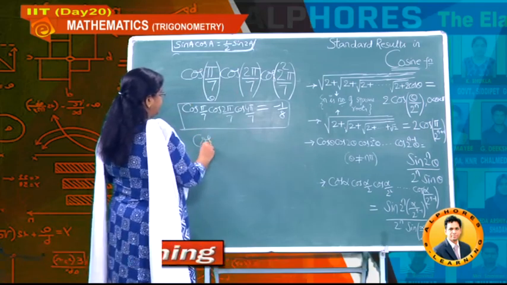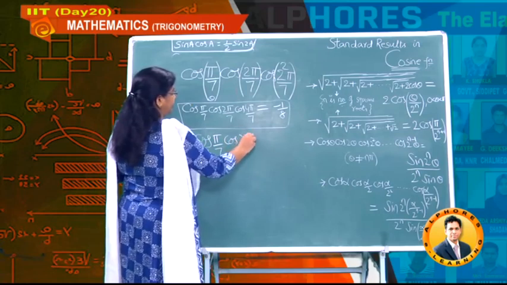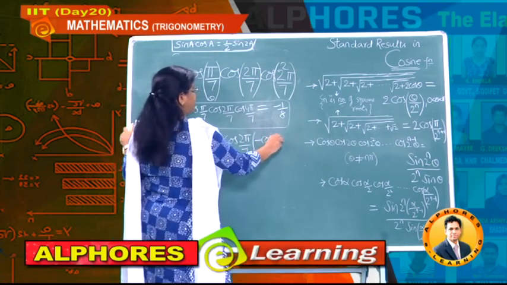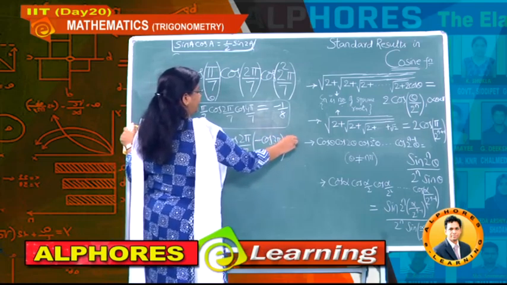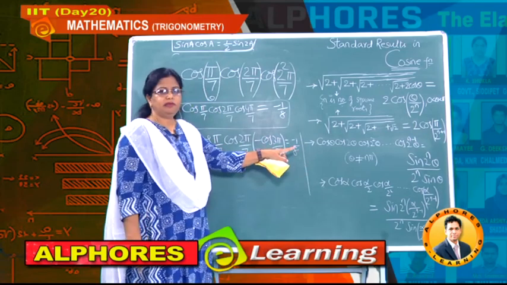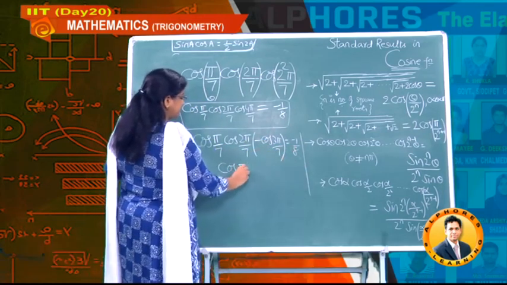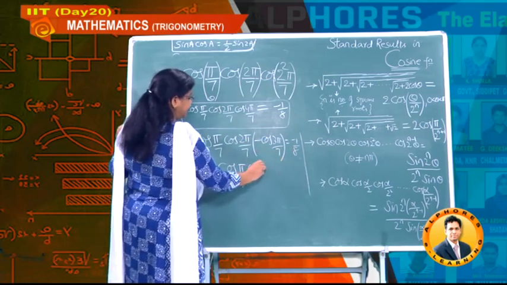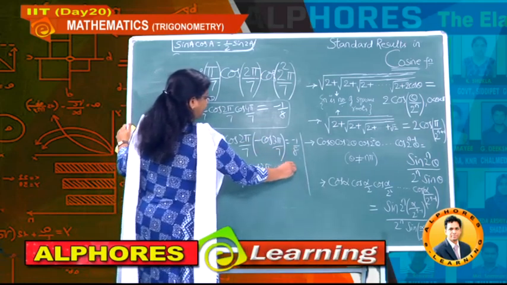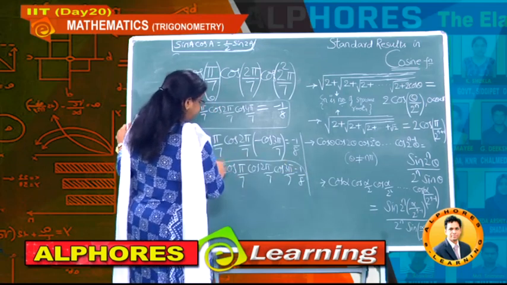This is cos pi by 7 and into cos 2 pi by 7, and now students this is what here? Minus cos 3 pi by 7 equal to minus 1 by 8. Okay. Now this minus and minus get cancelled. So you got the result as cos pi by 7, cos 2 pi by 7 and into cos 3 pi by 7 equal to how much you got? 1 by 8. Okay. 1 by 8.